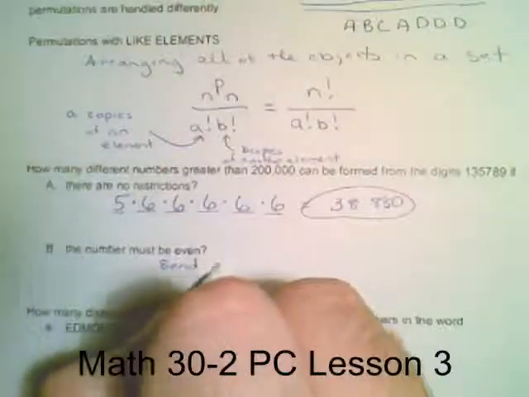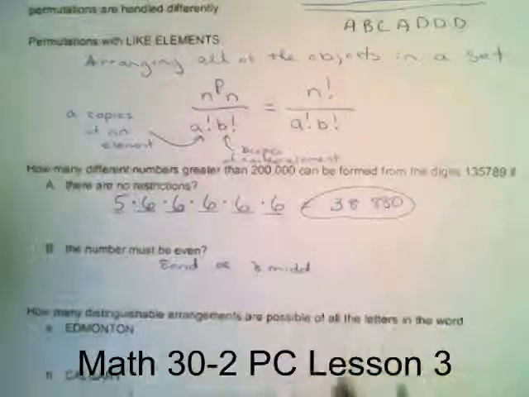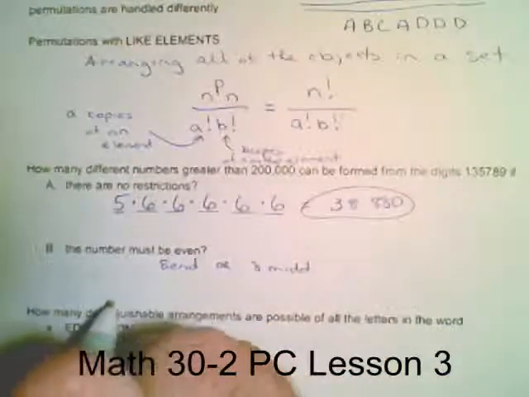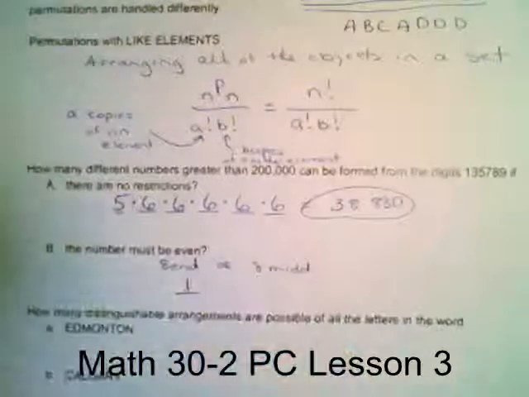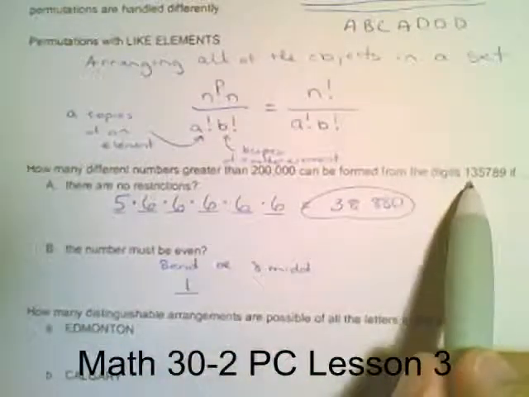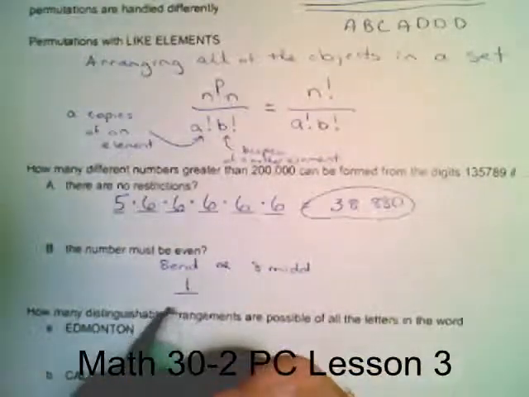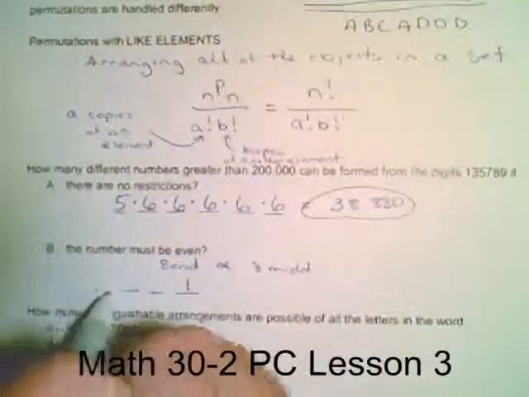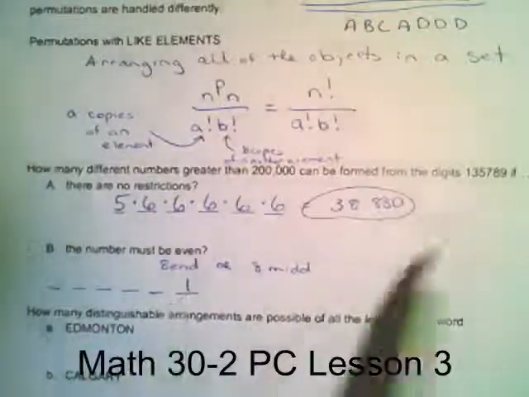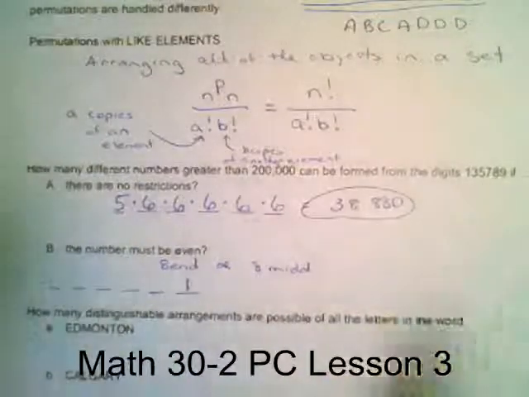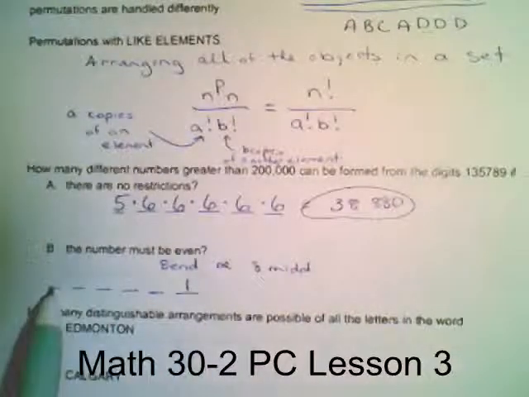If the number must be even, then I get a few different things. If the number must be even, I could have an 8 at the end, or I could have an 8 in the middle. Now, if I have an 8 at the end, that's going to make it even. So the 8 at the end, there's 1. That's the only way I'm going to make it even, using a 1, 3, 5, 7, 8, and 9. The other 5 digits I have to fill in.